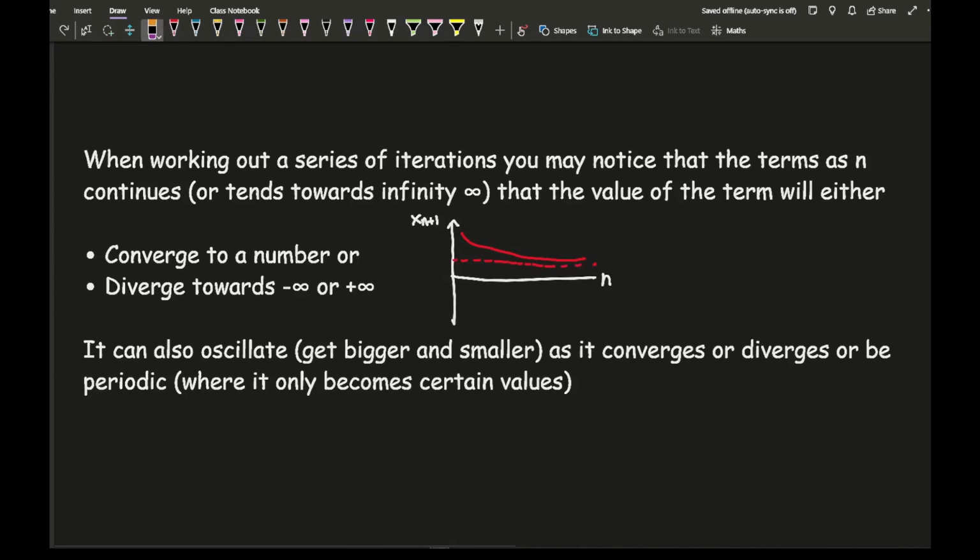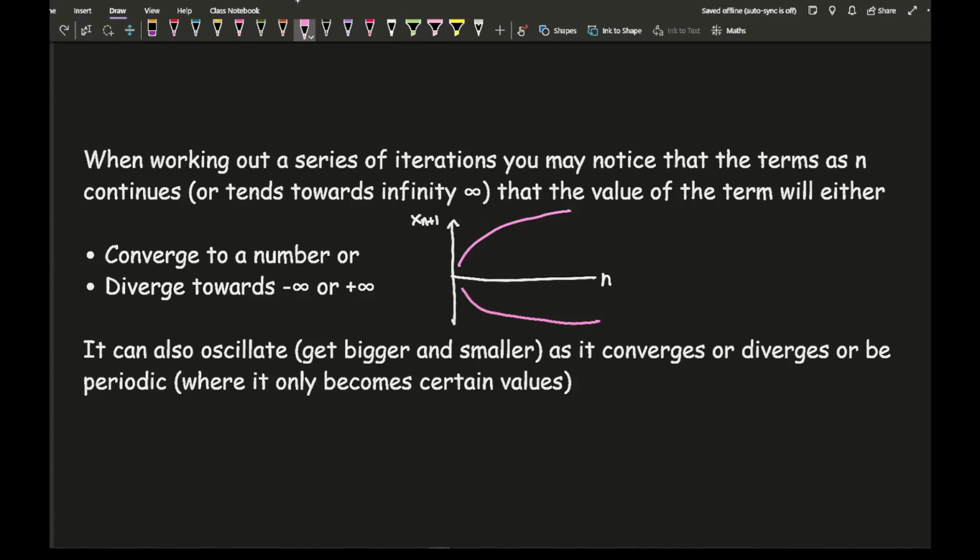Or what might happen is that the numbers may diverge, which basically means that they head towards minus infinity or positive infinity. So you might find that they go like this and they just get bigger and bigger, or they might get smaller and smaller in the other direction. So again, it's just a case that it just gets bigger and bigger, or smaller and smaller as it tends to infinity.